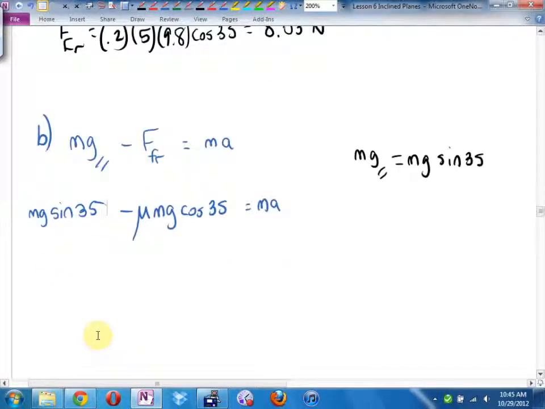Now, what's kind of neat about this? Anybody see it? There is something that appears in everything. Turns out the mass cancels. Is there a mass in everything?